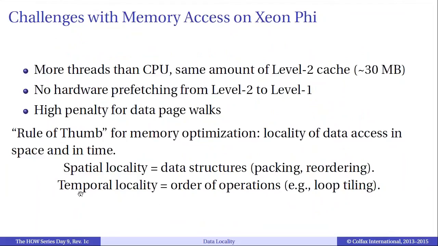Another aspect of locality is temporal locality, meaning that if you are going to reuse any data, you want to reuse it as soon as possible while it is still cached. And this is what we will discuss today. We will talk about algorithms for improving the temporal locality of memory access.